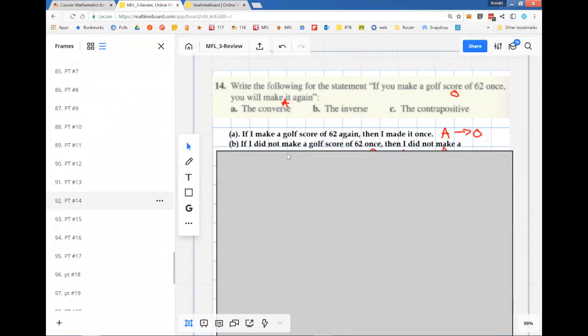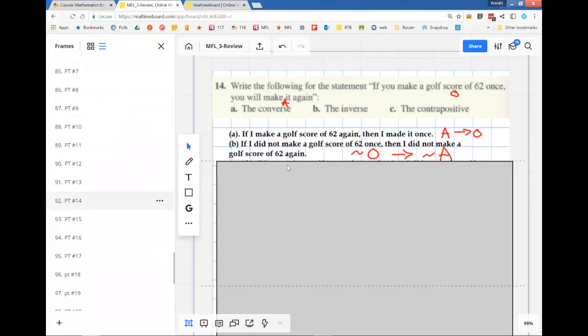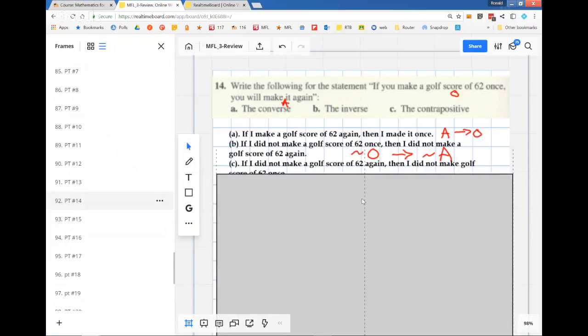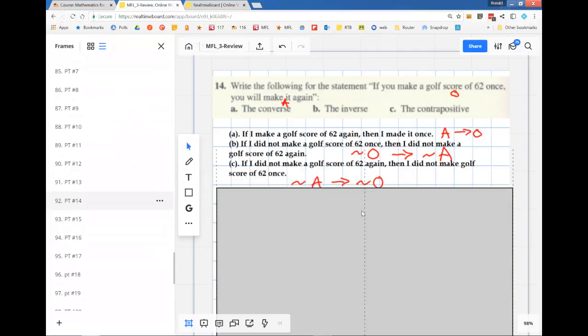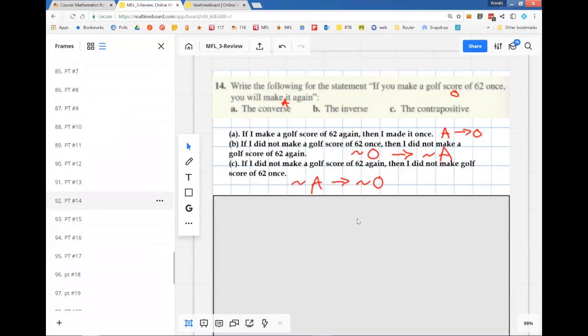And when you're doing the inverse, you leave them in the same order, you just negate them. So it was if O, then A; it's if not O, then not A. And then the contrapositive, you have to flip them around and negate them both. So if O, then A, becomes if not A, then not O.